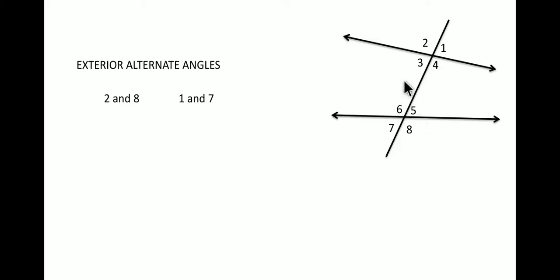Similarly, interior alternate angles are this 3 and 5, and 4 and 6. So the interior alternate angles are angle number 3 and angle number 5, and angle number 4 and 6. This and this. So they are called interior alternate angles.